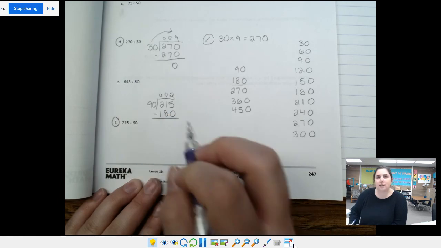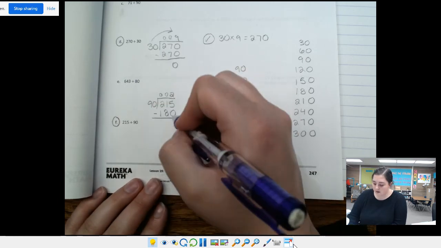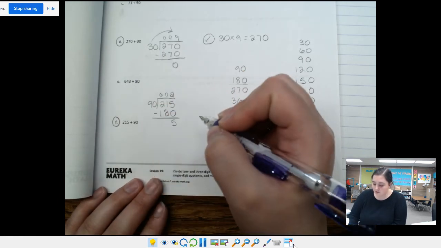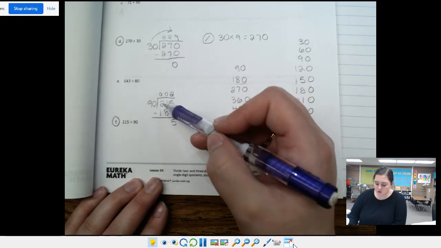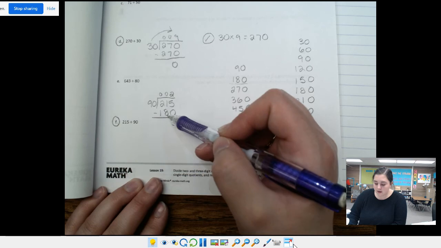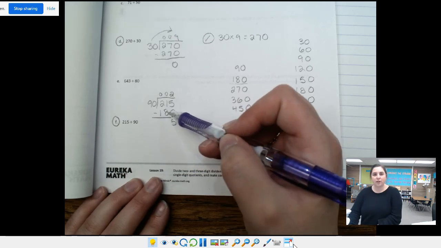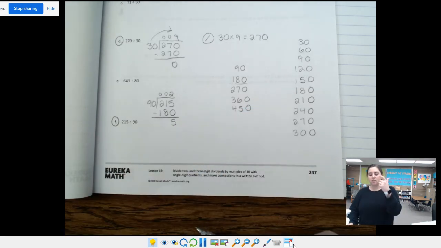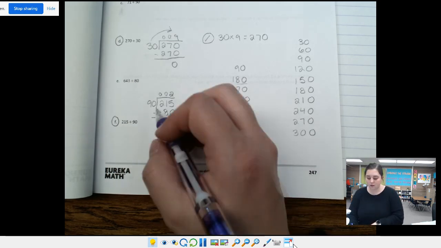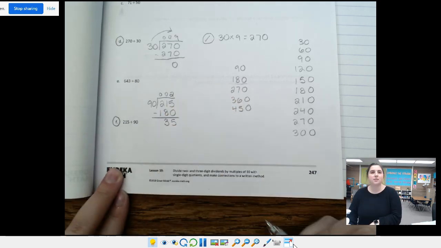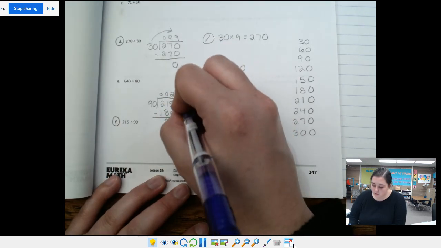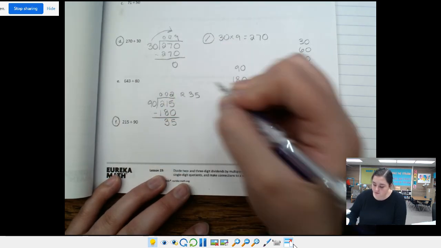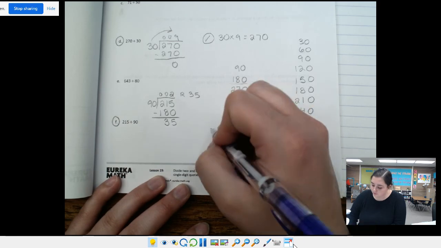When we subtract, 5 minus 0 is 5. Oh, I can't do 1 minus 8, but really I don't have to because this is 21 minus 18. So I could count up from 18. 19, 20, 21. There are 3 numbers in between. Nothing to bring down, so my remainder is going to be 35. Let's check.